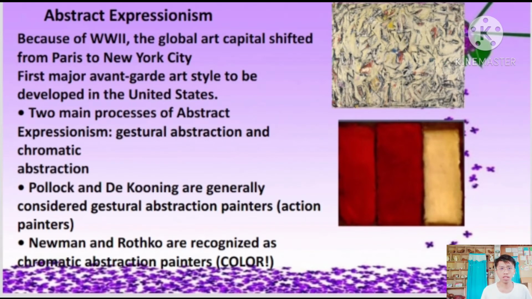So, abstract expressionism. What is abstract expressionism? Abstract expressionism was the first truly American style of painting. Because of World War II, the global art capital shifted from Paris to New York City. It was the first major avant-garde art style to be developed in the United States. We already know what avant-garde is because it was already discussed by Genevieve earlier. Then, the two processes of abstract expressionism. There are two processes of abstract expressionism, which are gestural abstraction and chromatic abstraction. So, what is gestural abstraction?